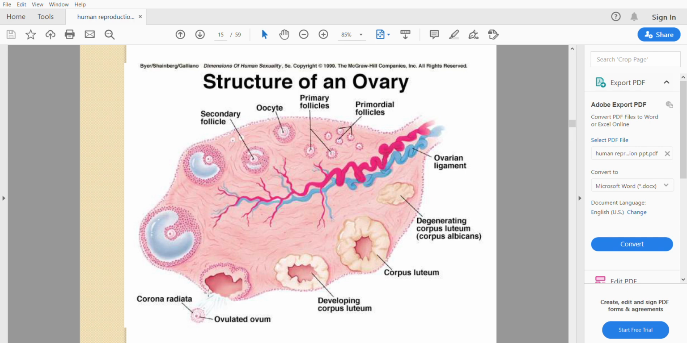After the release of this ovum, it is called the corpus luteum. The emptied Graafian follicle cell is called the corpus luteum. It also acts as an endocrine gland and secretes a hormone called progesterone. Afterwards, the corpus luteum degenerates and forms another structure called the corpus albicans. These are the changes of the Graafian follicle cells inside the ovary.